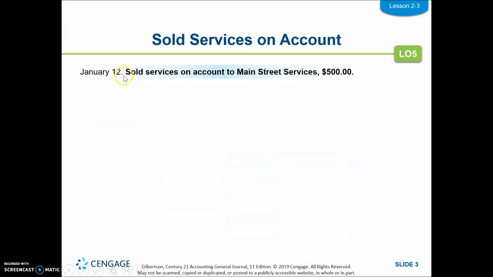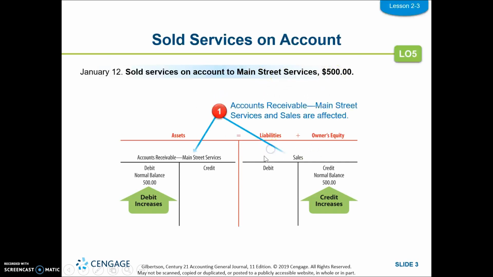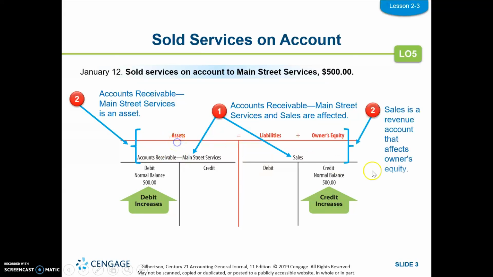All right, so the next one is we sold services on account to Main Street Services, $500. So again, we've got to decide what two accounts are going to be affected. Well, we're going to receive cash at a later date, so it's accounts receivable, Main Street Services, and again, it's going to be sales. Next is what type of an account is accounts receivable? Remember, it's an asset. And remember, your sales is a revenue account that affects owner's equity.